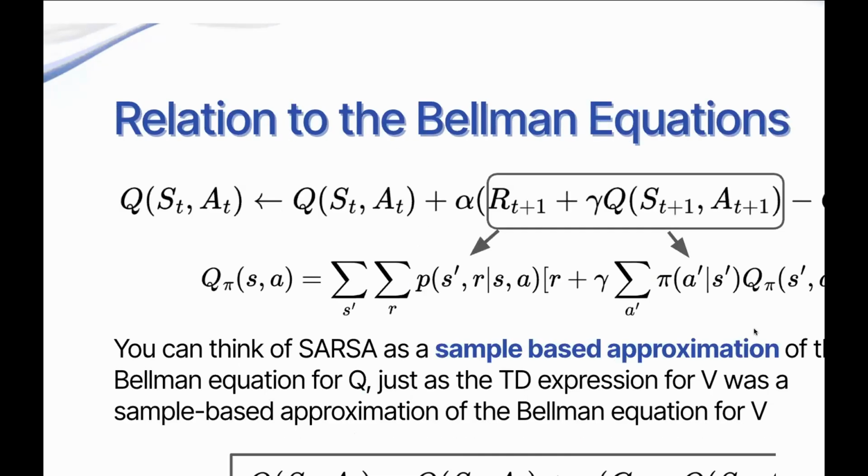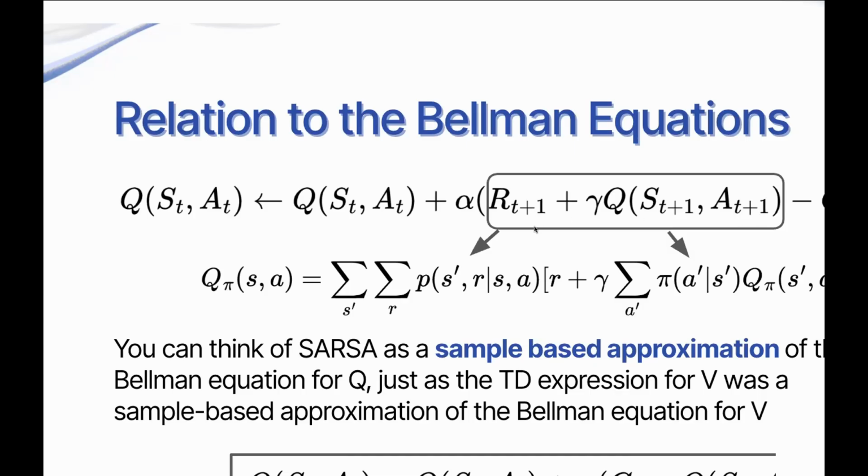Oh, sorry, Bellman equations, right? Once again, remember how I said that the TD expression for V is a sample-based estimate for the Bellman equation for V? This is exactly the same thing. The SARSA update is the sample-based approximation of the Bellman equation for Q, right? In the Bellman equation for Q, there are two sources of randomness: the randomness of the environment after you take the current action, and the randomness of the policy at the next state, where you select your next action.